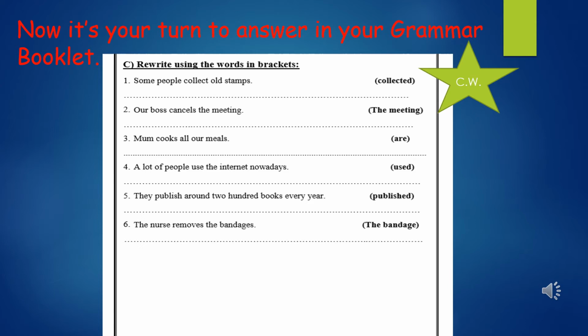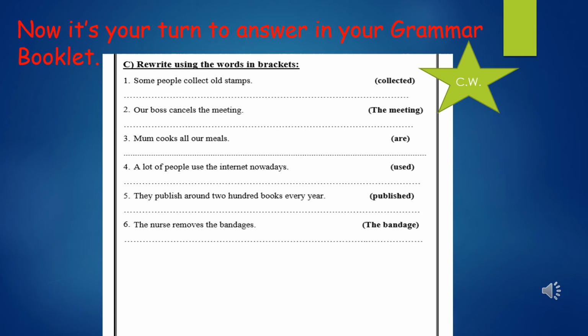So the PP of collect is what? Collected. So some people collect old stamps. Where's the subject here? It's some people. Where's the object? Old stamps. Let's switch them together. So old stamps here, it's plural. So which verb to be matches it? Excellent. It's old stamps are collected by some people. Again, you can add some people or you can omit it.